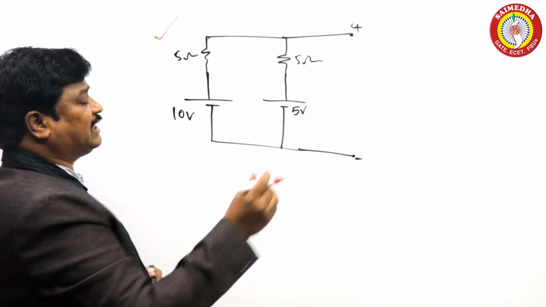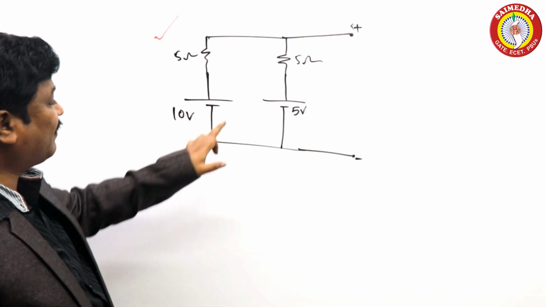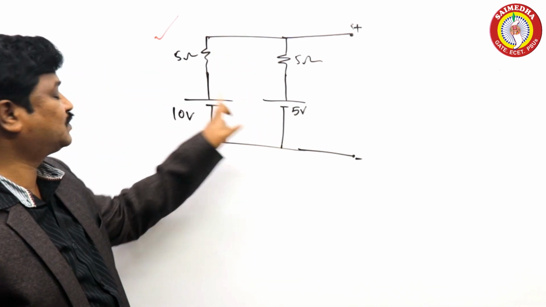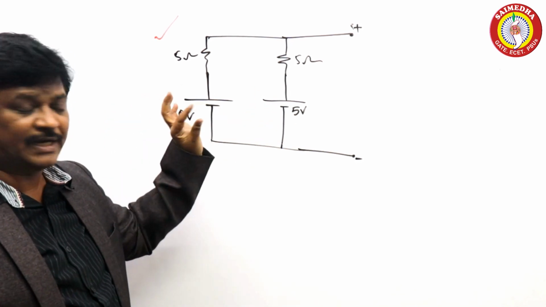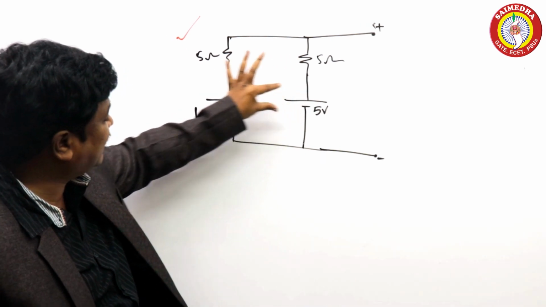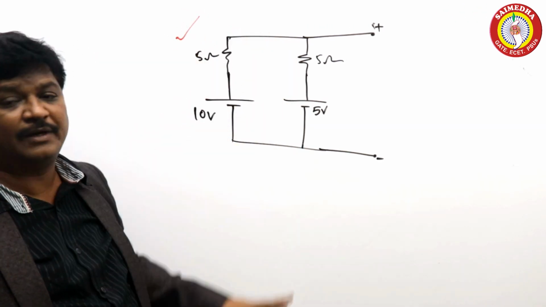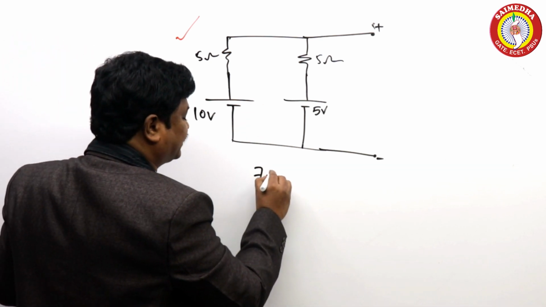Can you guess what is the voltage across this one? Without solving this problem, I can say our answer is between, what is the range? 5 volts to 10 volts, because one is lower potential and the other is higher potential. There is a drop here. For this problem, I know that the answer is 7.5 volts.